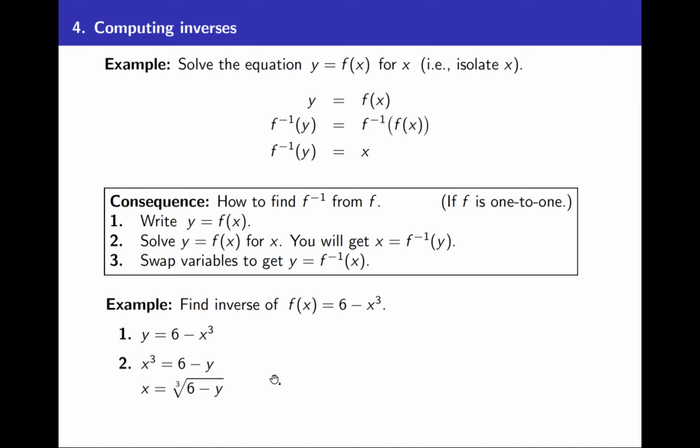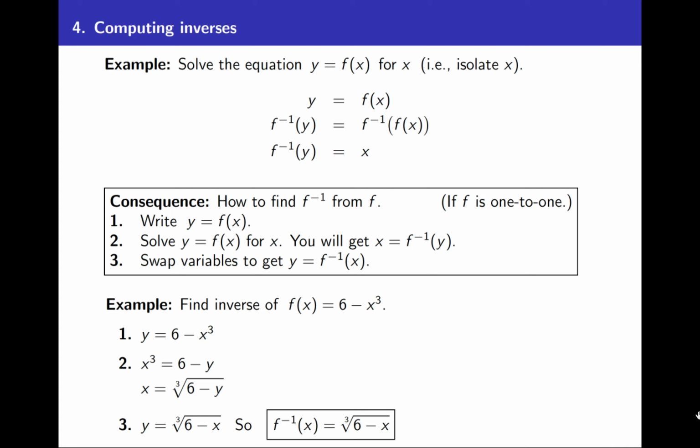And then we can take the cube root of both sides to isolate x. X equals the cube root of 6 minus y. So we've got x equals f inverse of y. The third step is to swap the variables. So y equals the cube root of 6 minus x. And so that's our f inverse. F inverse of x equals the cube root of 6 minus x.